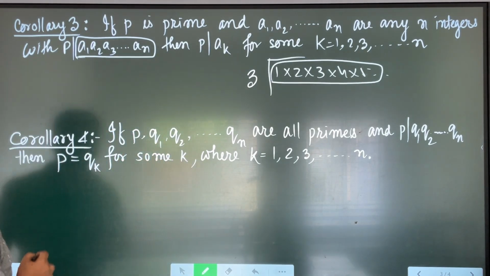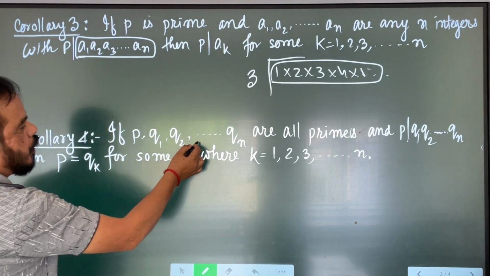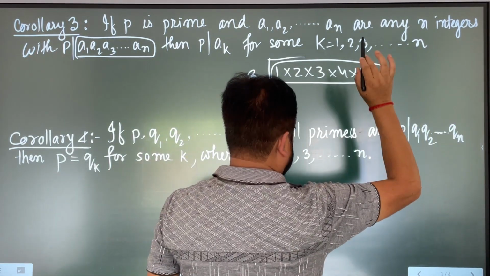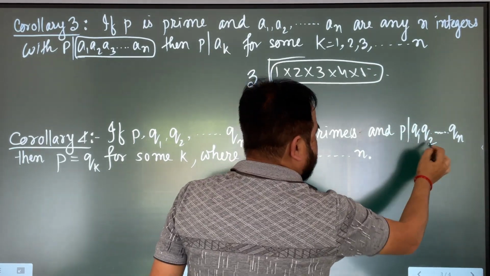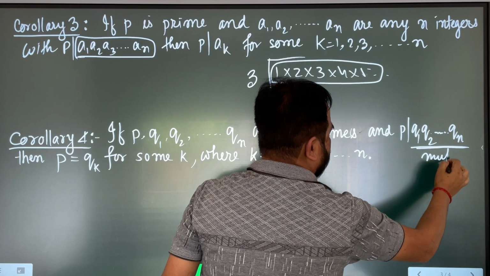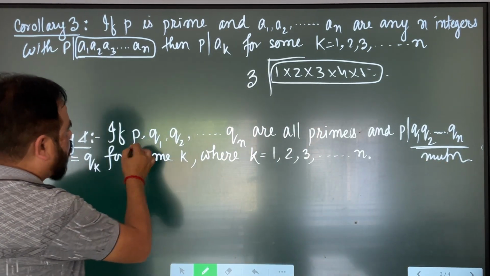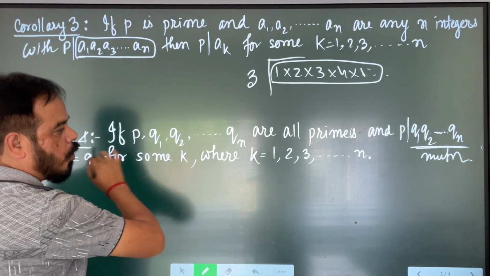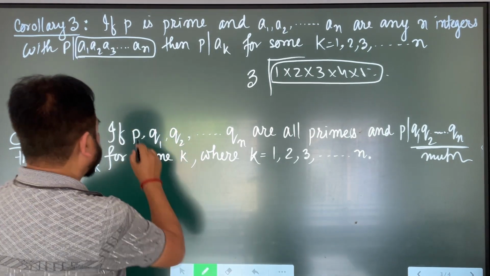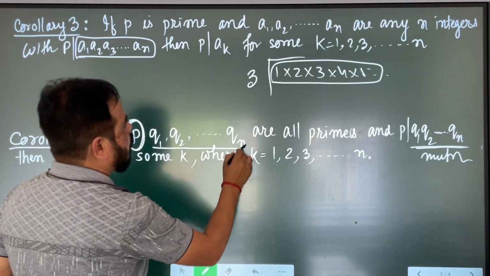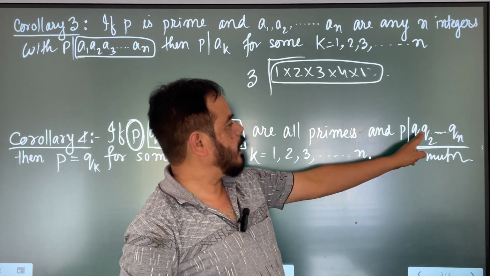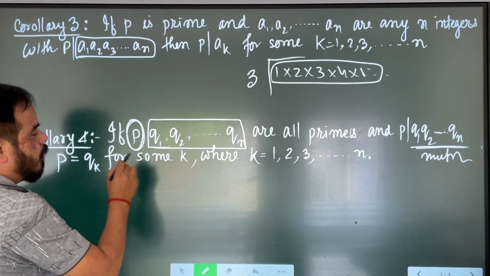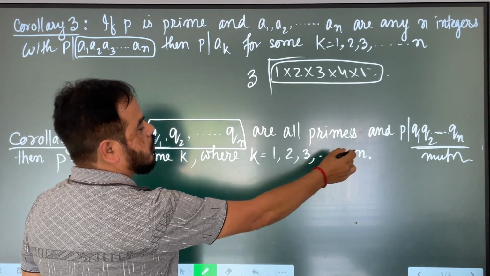Same thing here also, corollary 4. If P, Q1, Q2 till Qn are all primes and P divides Q1, Q2, ..., Qn, this is multiplication. P, Q1, Q2 to Qn, all are primes. And P divides the multiplication of the rest of the numbers. Then P equals Qk for some k, where k equals 1, 2, 3 till n.